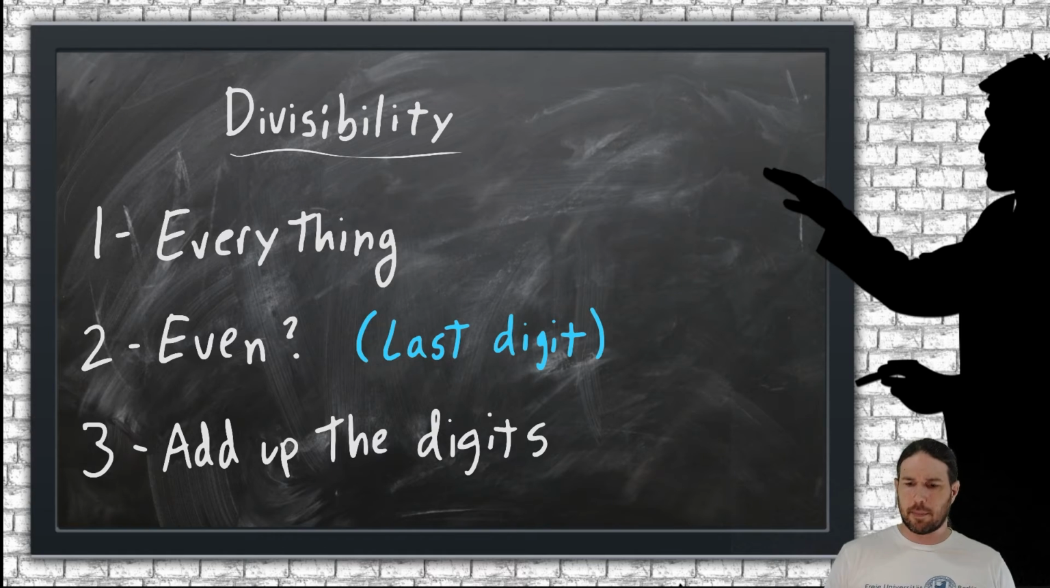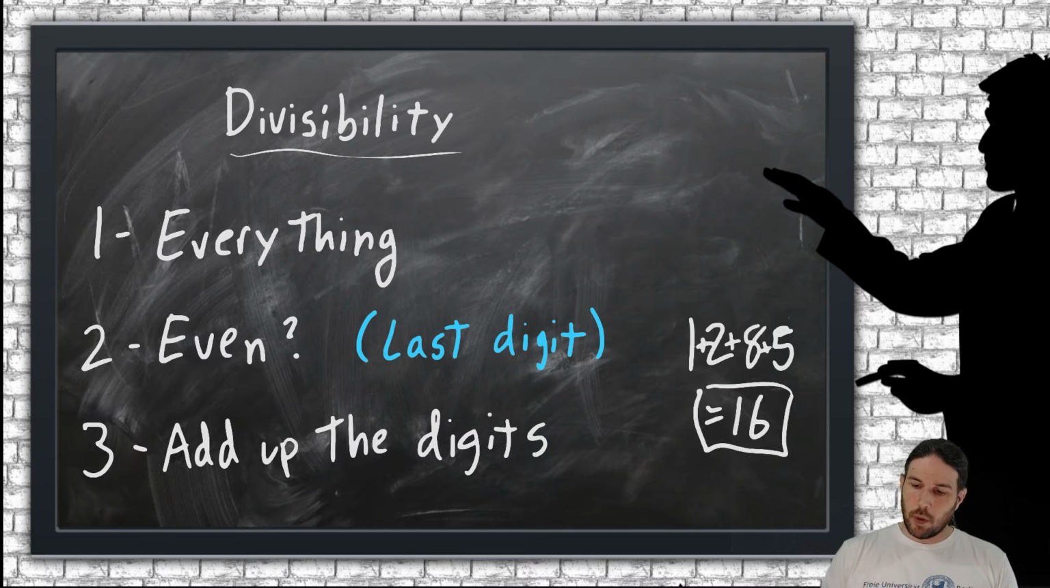Let's do one more example. I'm just going to pick this number off the top of my head: 1,285. I have no idea if this number is divisible by 3 or not. We are going to find out. 1 plus 2 is 3. Plus 8 is 11, plus 5 is 16, which is not a multiple of 3, right? 3, 6, 9, 12, 15, 18. 16 is not on that list. So 1,285 is not divisible by 3.